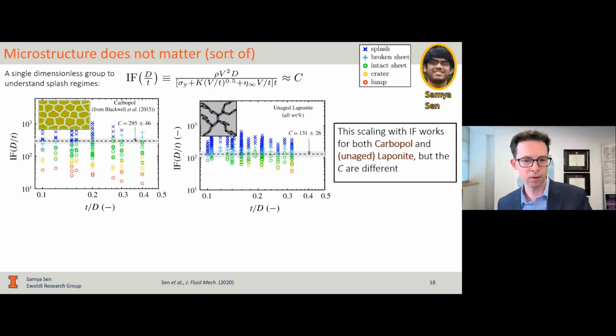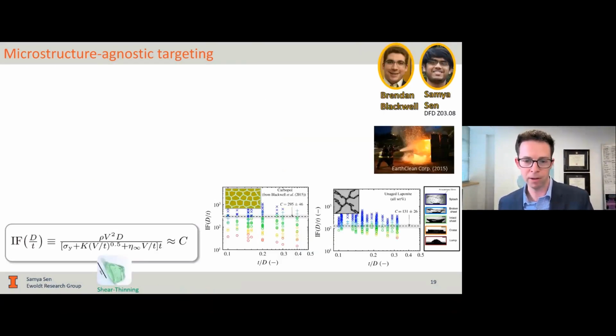And so there is something subtle going on here that the steady state properties that are used in this dimensionless group are not capturing. Maybe that's not surprising. Why should steady state flow properties in shear be enough to predict what's going to happen? It's remarkable that they predict as much as they do, but they can't get this difference in what the critical value is between these two very different microstructures.